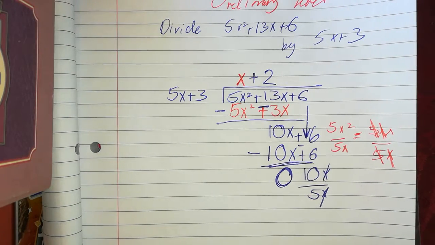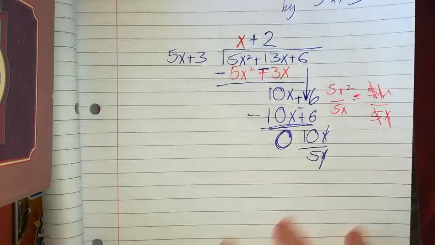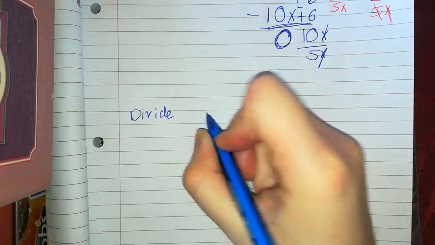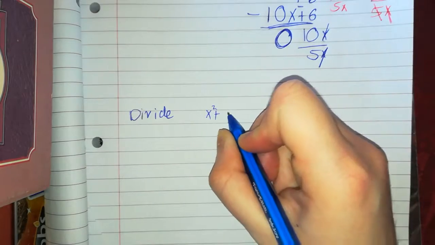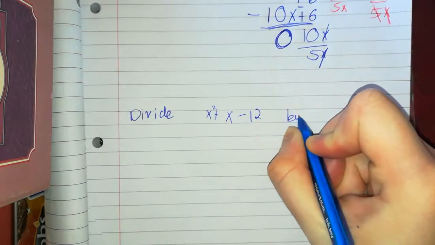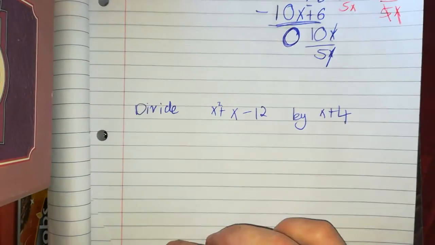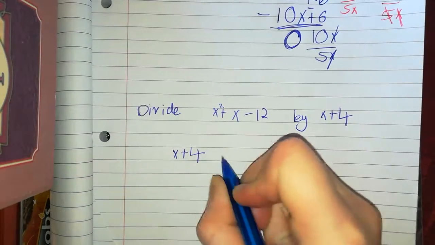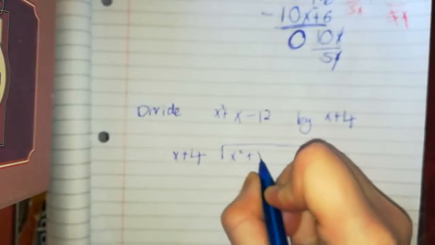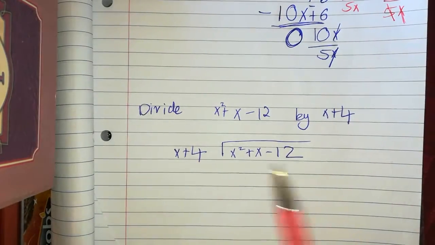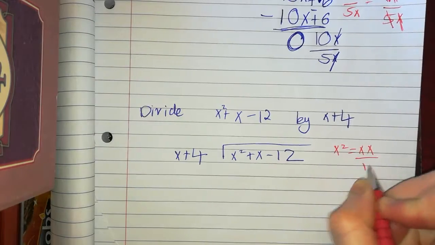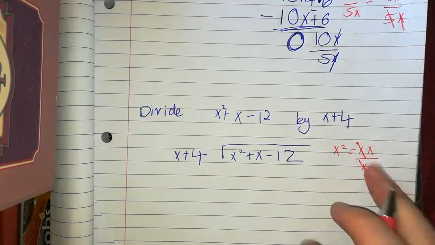So on our ordinary level course, this is going to be the kind of one that will come up. I'll just do another one, say divide x squared plus x minus 12 by x plus 4. So say if we want to divide this, so say x plus 4 and then x squared plus x minus 12. So the first thing I have to do is divide x squared by x. So x squared is just x multiplied by x, and if I divide that by x, the x on top will cancel, I'm just left with x.